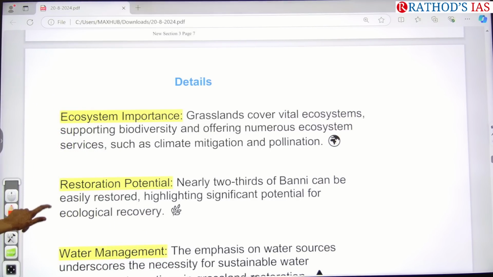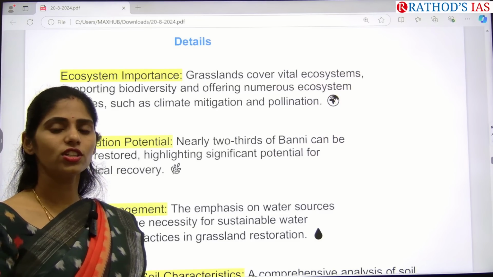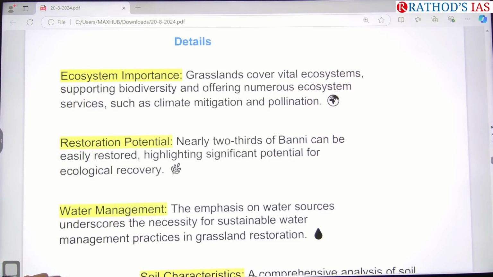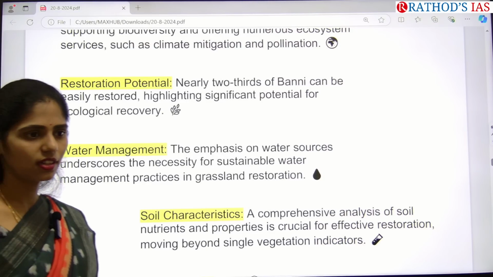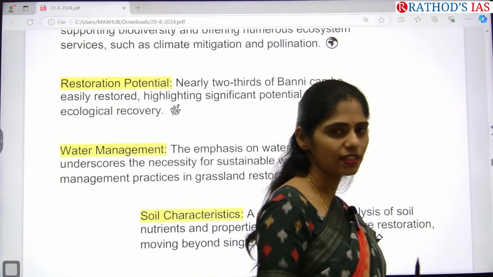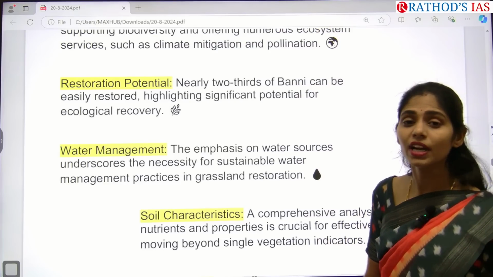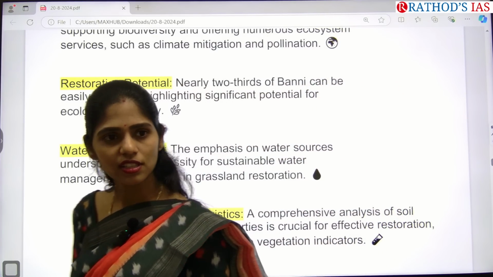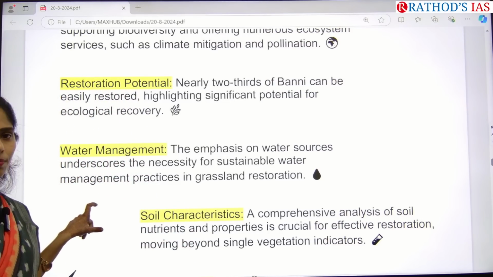And next, you have to know about the restoration potential. About two-thirds of this Banni grassland can be easily restored, so that we can ensure proper ecological recovery in this region. And we need to focus on water resources. Water is very, very important, right? If there is no water, there is no existence of life, and no sustenance of life. Because of lack of water, carnivores come outside in search of water and attack the cattle where water is present. So you have to focus on proper water management.